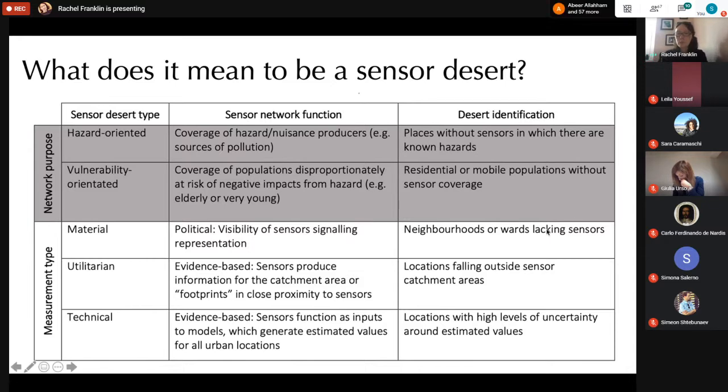And so under that sort of definition of a desert, then you would say neighborhoods or wards that don't have sensors are deserts. Then there's sort of the more evidence-based ways of thinking about measuring sensor deserts, right? Sensors are producing information. So anywhere where you haven't placed a sensor is potentially a desert, right? It's an area where you don't have coverage. And if you have vulnerable people living in those deserts, then it becomes, I think, a very important spatial inequality issue. There's even, in terms of the air quality modeling, I would argue that if you live in an area with high levels of uncertainty, then you also live in a sensor desert, right?